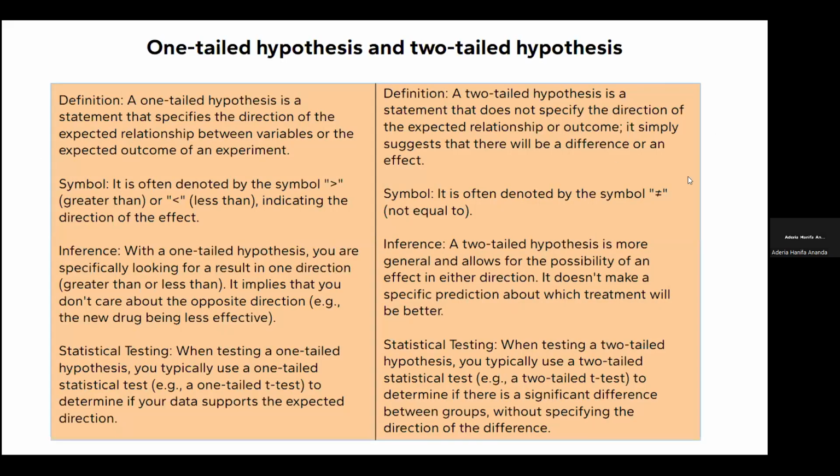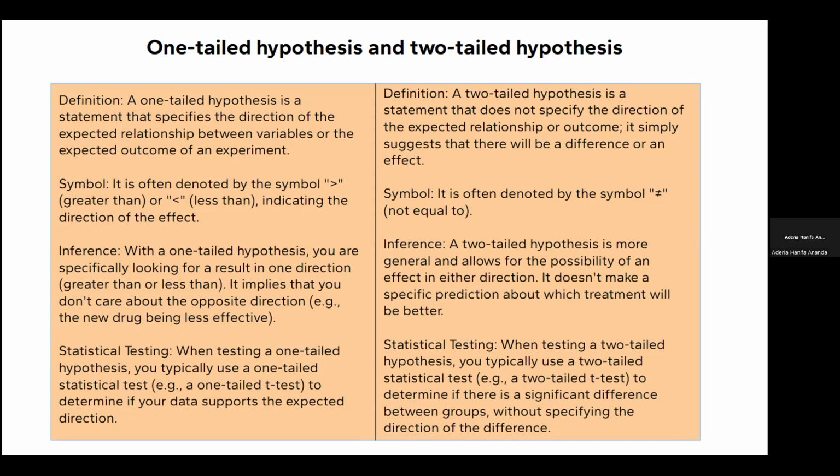So this is the difference between a one-tailed hypothesis and a two-tailed hypothesis. We jump to the definition first. A one-tailed hypothesis is a statement that specifies the direction of the expected relationship between variables or the expected outcome of an experiment. Besides that, a two-tailed hypothesis is a statement that does not specify the direction of the expected relationship or outcome. It simply suggests that there will be a difference or an effect.